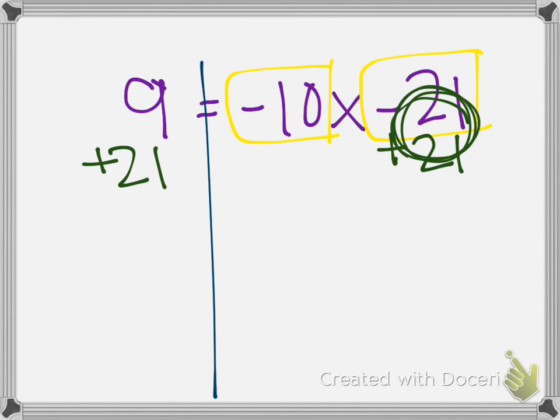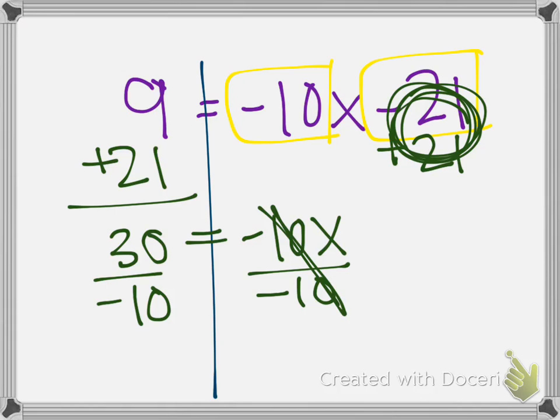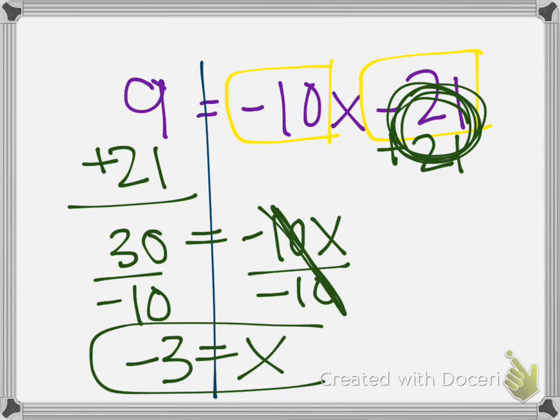So here's our 0. 9 and 21 makes 30. Bring down negative 10x. And the 10 is timesing again. We're going to divide it. And negative 10 over negative 10 is our 1. That's why we waited, because we needed the 0 first. 30 divided by negative 10 is negative 3, and there's our x.